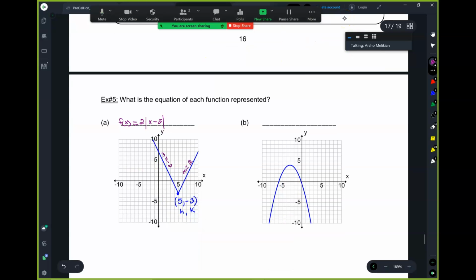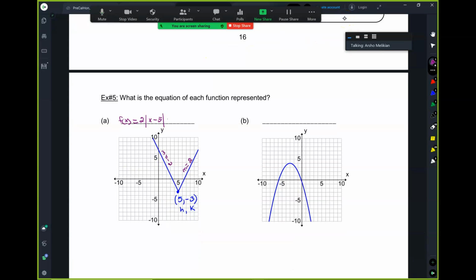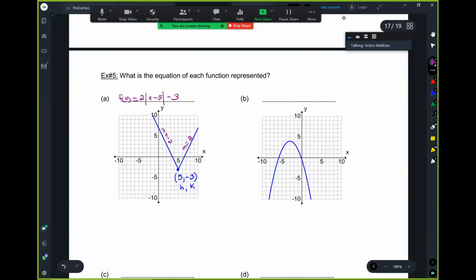Okay, thank you. So 2x minus 5 minus 3. Okay, a x minus h minus k, or plus k. Okay, next one. Next one, you have a parabola, so it's a little bit different. There is no slope. You still have a vertex though. What's the vertex here? -3, 4. Okay, so this is your h and k.